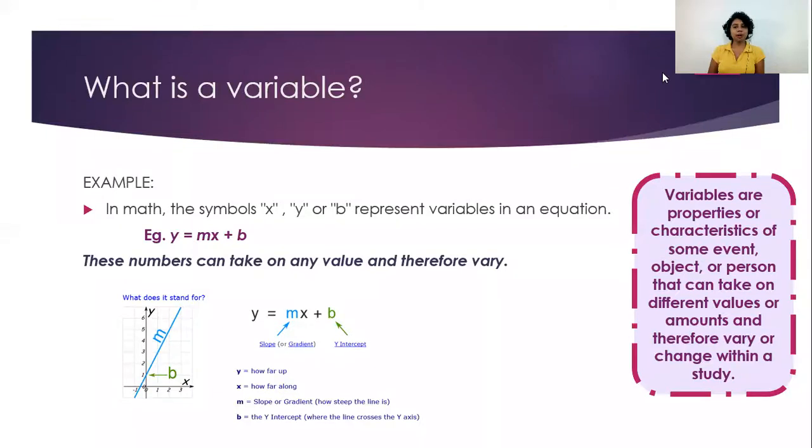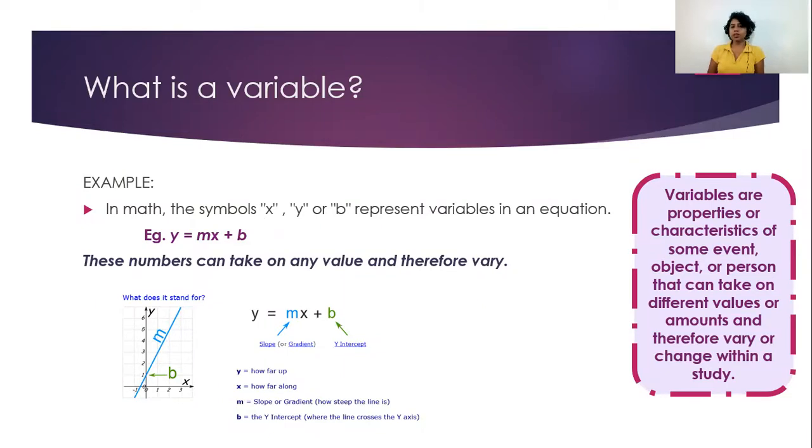The second part of our definition suggests that a variable can take on different values or amounts, and because of this, can vary or change within a study. So, let's go back to our math class to understand this part of the definition. In math, specifically algebra, you have symbols, letters, that represent variables in an equation.